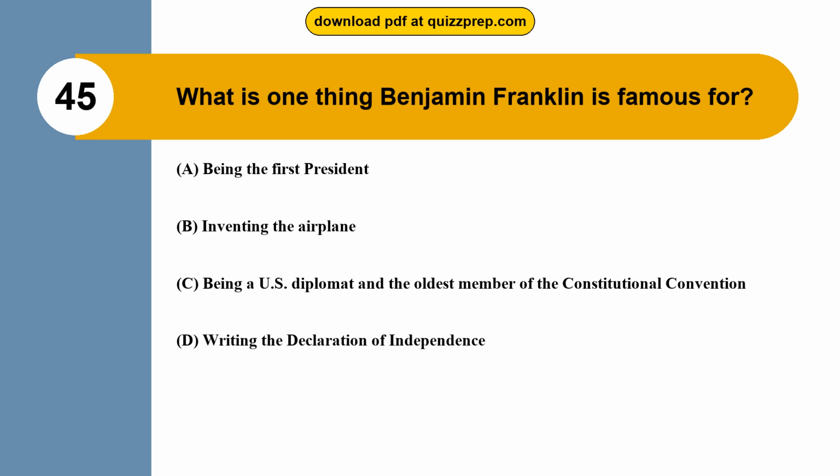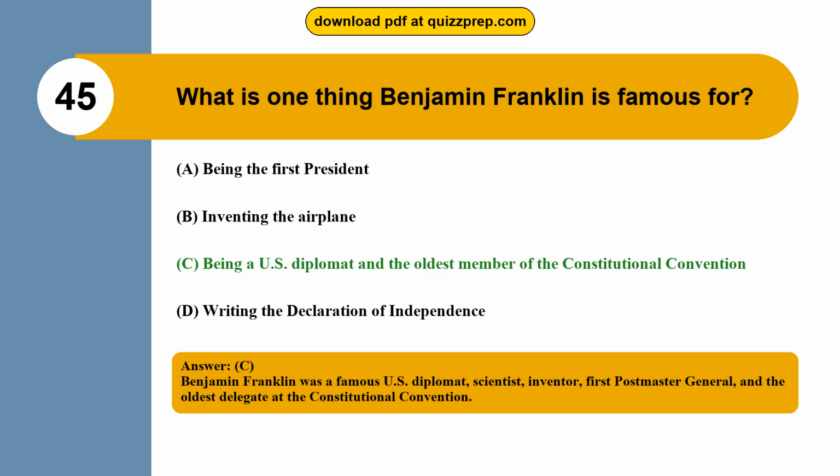Question 45. What is one thing Benjamin Franklin is famous for? Option A, being the first president. Option B, inventing the airplane. Option C, being a U.S. diplomat and the oldest member of the Constitutional Convention. Option D, writing the Declaration of Independence. The correct answer is option C, being a U.S. diplomat and the oldest member of the Constitutional Convention. Benjamin Franklin was a famous U.S. diplomat, scientist, inventor, first Postmaster General, and the oldest delegate at the Constitutional Convention.